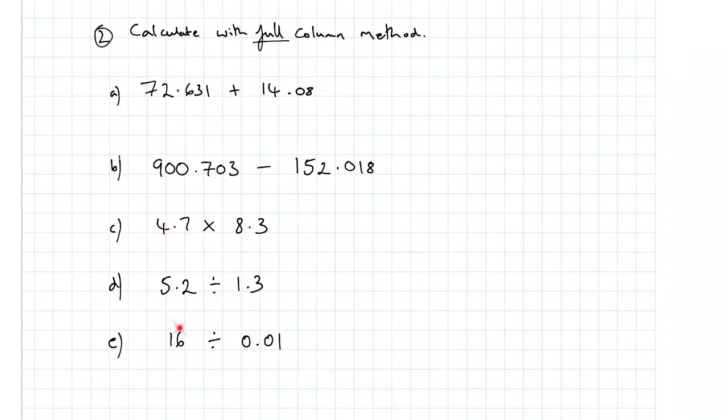And this is more of a slightly different focus on division here, where you have to think about maybe how many 0.01s there are in a whole one, and therefore how many there would be in 16 whole ones.